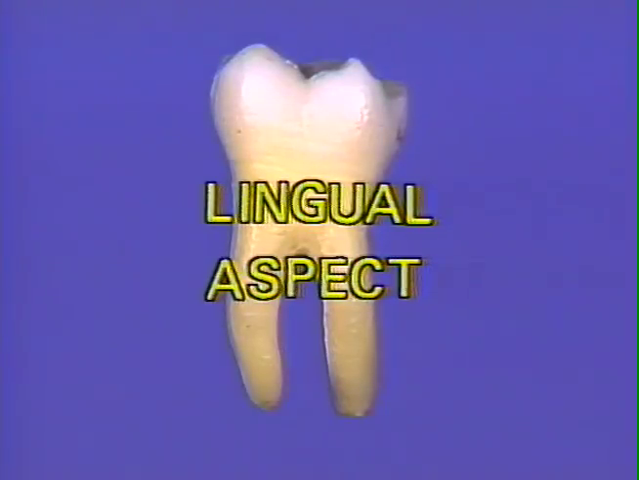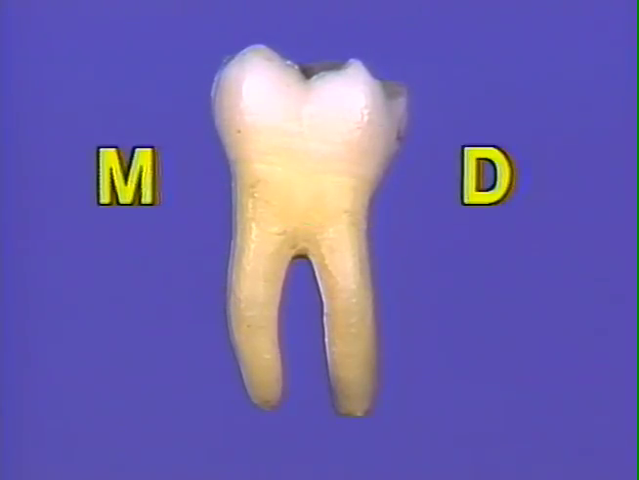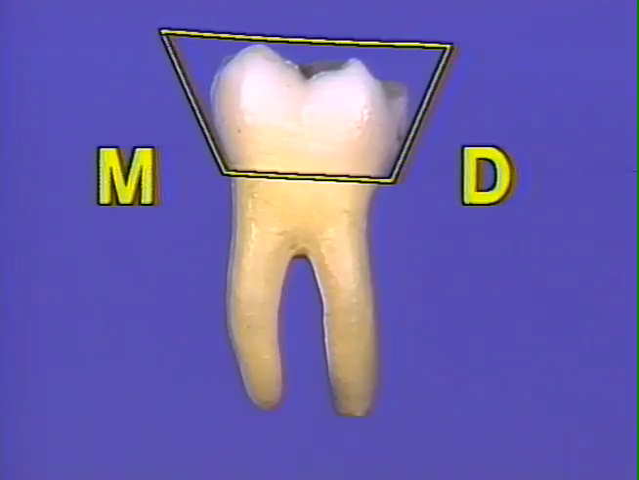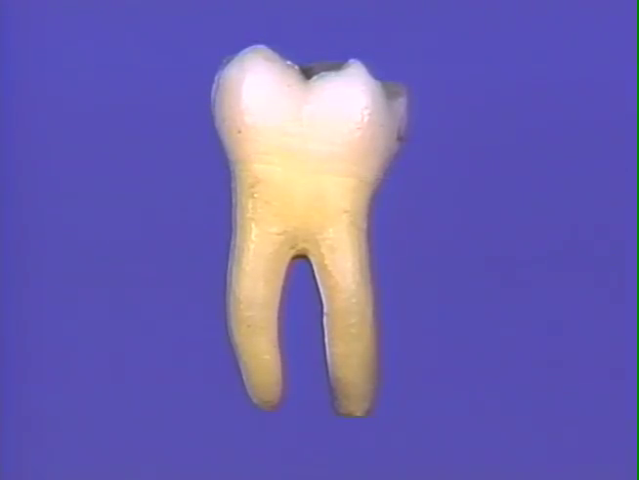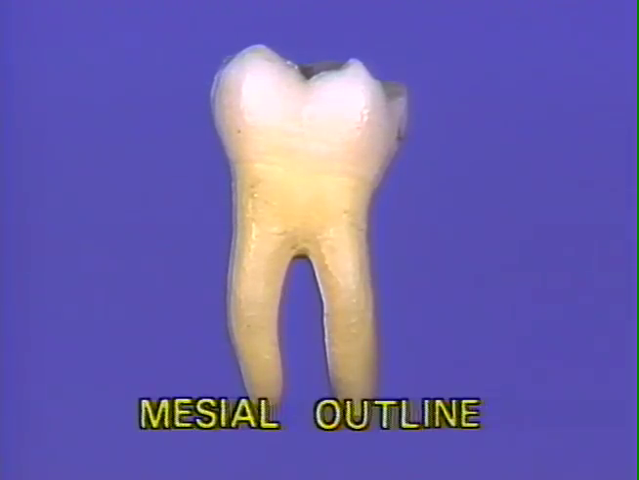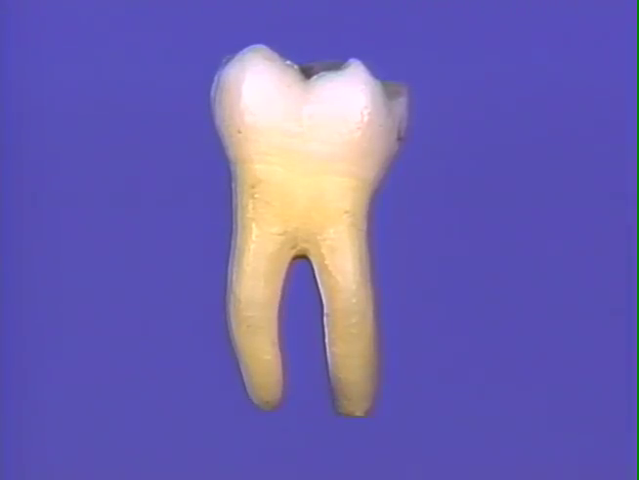The lingual aspect. The lingual surface is also trapezoidal in form. Since the crown is widest mesiodistally at the buccal, it appears to taper slightly toward the lingual, allowing portions of both proximal surfaces to be seen from this aspect. The mesial outline. The mesial outline is fairly straight to concave from the cervical line to the contact area and convex from the contact area to the occlusal surface.